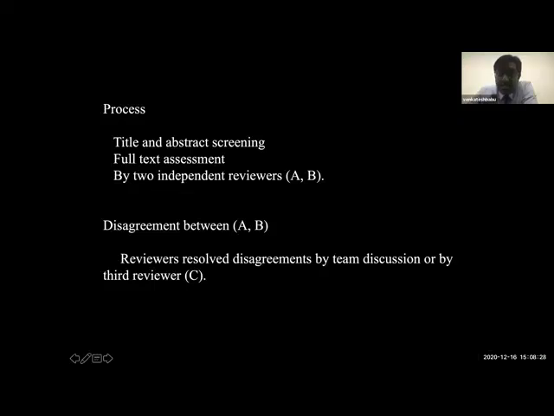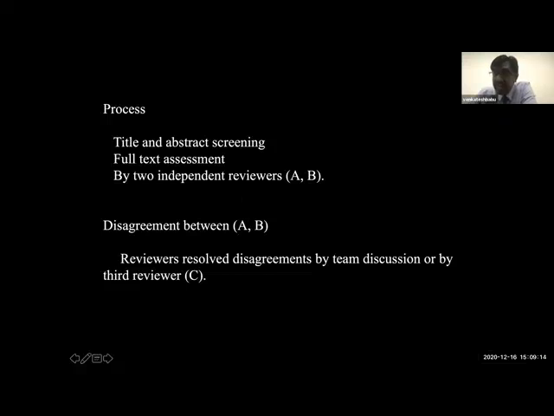So the next process is first title and abstract screening. You have to read only the title and abstract. Then if you have any doubts or you are confirmed, you have to go for full text assessment. That means you have to download the full papers and read them by two independent reviewers. So two persons have to individually read the title, abstract, and full text. In case they have any discrepancy, they have to sort it out. Reviewers have to resolve the disagreement by team discussion or with the help of a third reviewer.